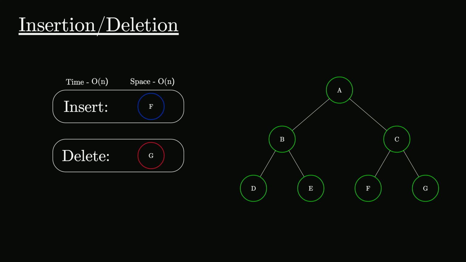There are other cases of insertion in binary trees, such as inserting where a node already exists, requiring restructuring of the entire tree, but I will save those for a future video. Finally, deletion of a node in a binary tree. Let's delete node G here.